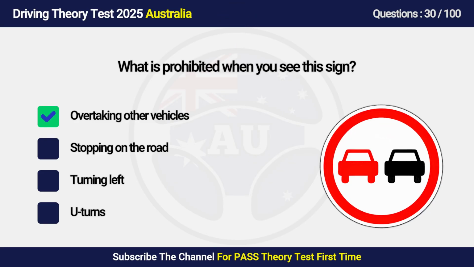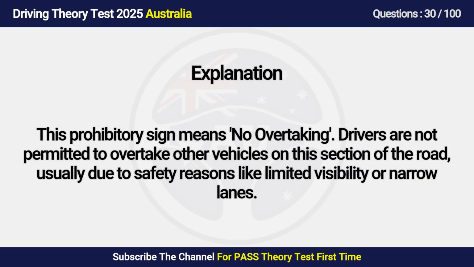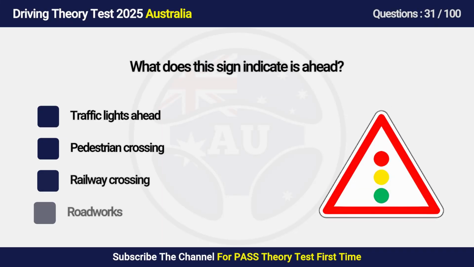Answer is A. Overtaking other vehicles. This prohibitory sign means no overtaking. Drivers are not permitted to overtake other vehicles on this section of the road, usually due to safety reasons like limited visibility or narrow lanes. Question 31. What does this sign indicate is ahead?